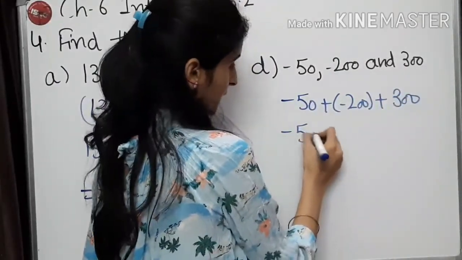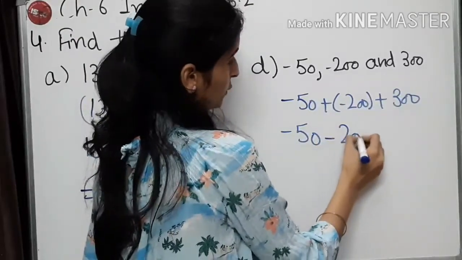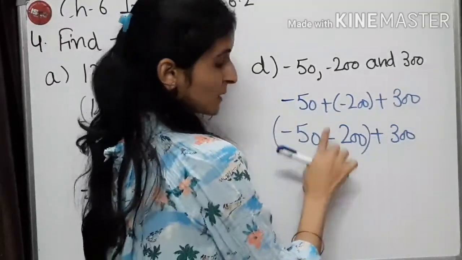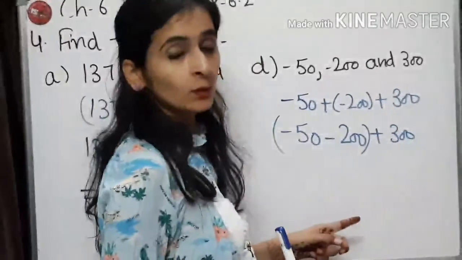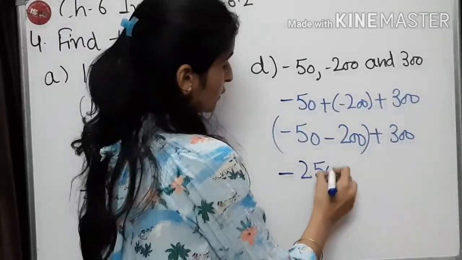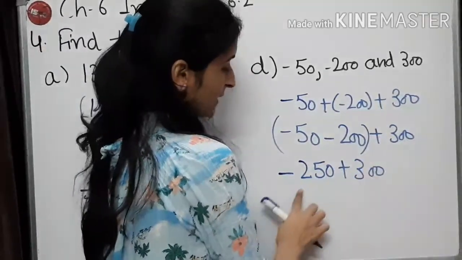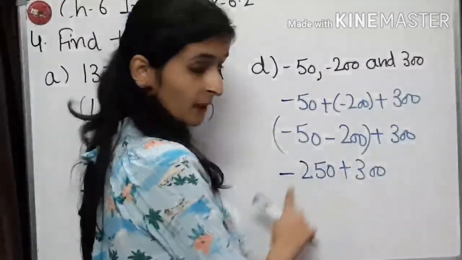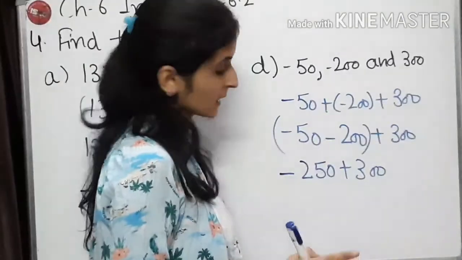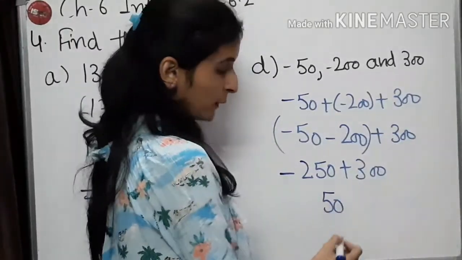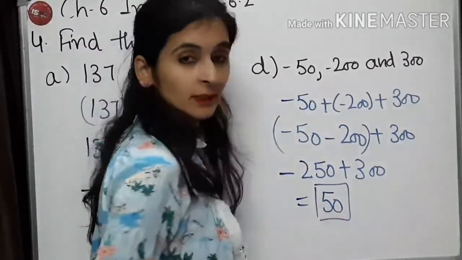So -50 plus minus is -200 plus 300. First of all, we will solve these two numbers. Minus minus is plus, but we have to put negative signs. So -50 and -200 is equal to -250 plus 300. -250 plus 300. Now we have one negative sign and one positive sign. So plus minus is minus. We have to subtract, but sign will be of the greater number. So 300 minus 250 is 50, but the greater number has positive sign, so we will write positive sign here. So the answer is 50.